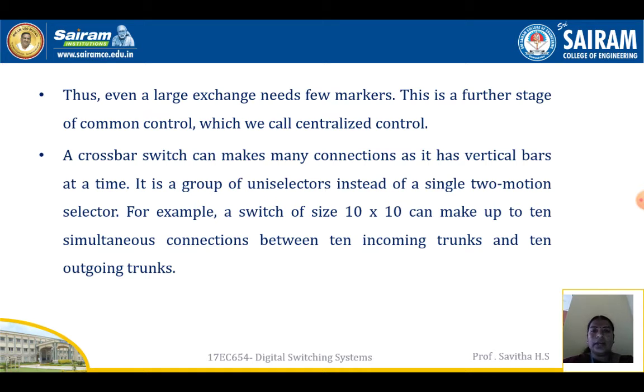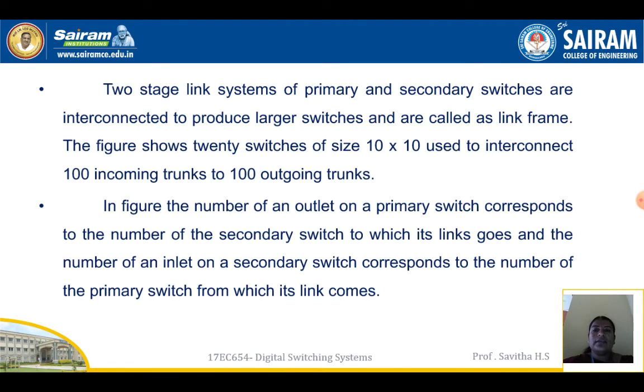and 10 outgoing trunks. Two-stage link systems of primary and secondary switches are interconnected to produce larger switches and are called a link frame. The figure shows 20 switches of size 10 cross 10 used to interconnect 100 incoming trunks and 100 outgoing trunks. In the figure, the number of an outlet of a primary switch corresponds to the number of the secondary switch to which its link goes, and the number of an inlet on a secondary switch corresponds to the number of the primary switch from which its link comes.